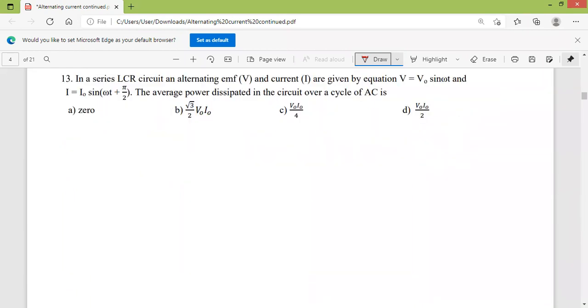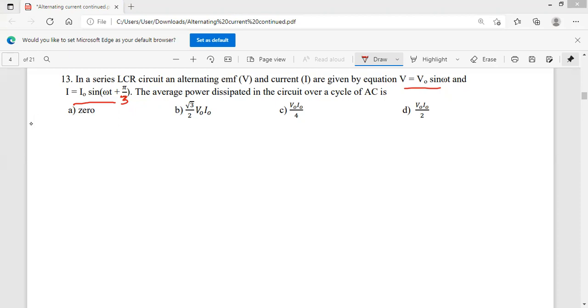The voltage and current are given by the equations V = V0 sin ωt and I = I0 sin(ωt + π/2). It's not π/2, it's π/3, in an LCR circuit. What is the average power dissipated in the circuit over a cycle of AC?